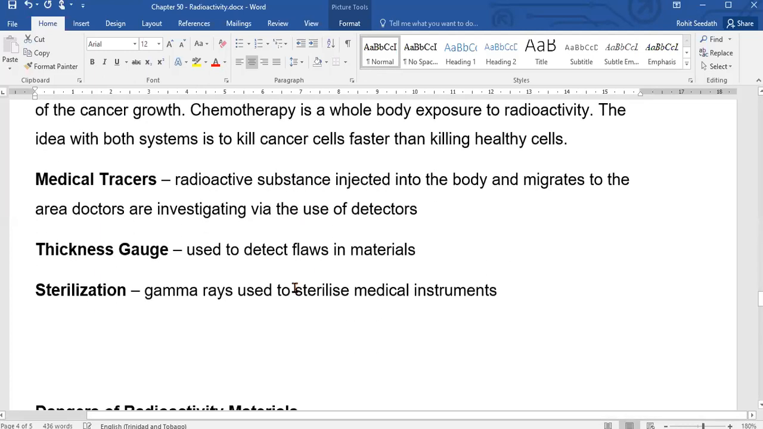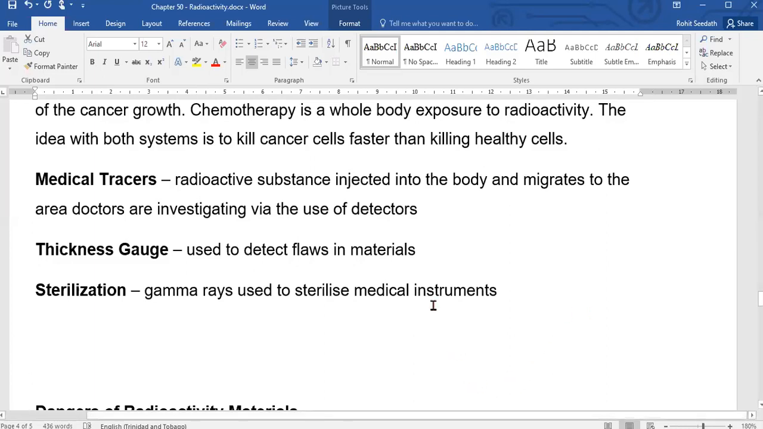Medical tracers. We use it for medical tracers. A radioactive substance is injected into the body and migrates to the area doctors are investigating. The substance is going to localize or stick around the region in the body, and the doctors will use a detector that will identify the area.